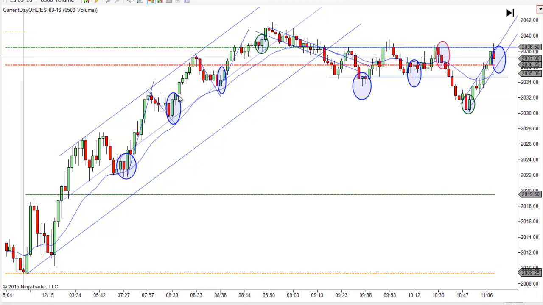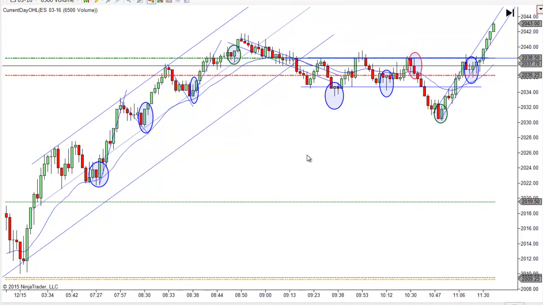I mean, the better entries are down here, and you should have probably caught a runner off either one of these, and maybe even this one, depending on how you entered it. With that bar being red, you might have let it break up and used a limit order. If you did, you probably caught a runner there. So, and then we start working down.